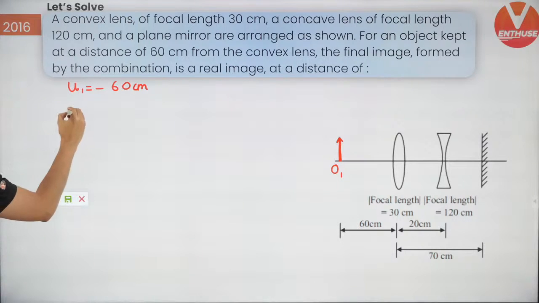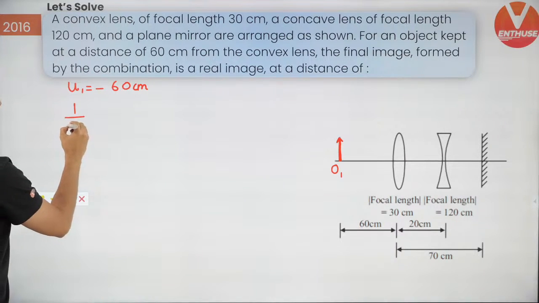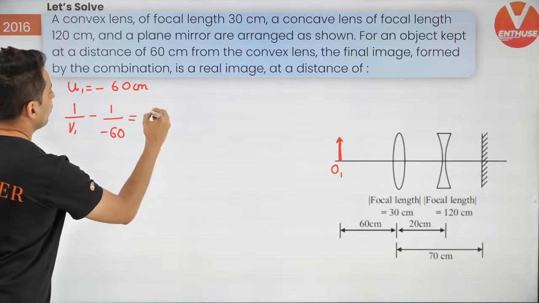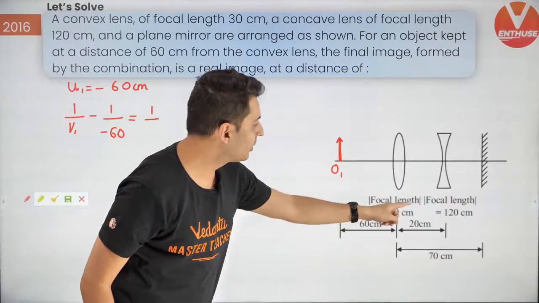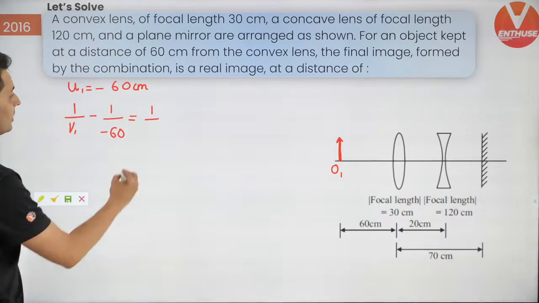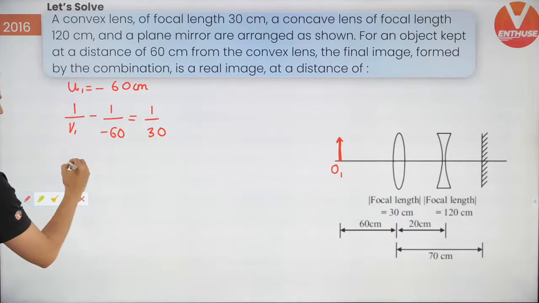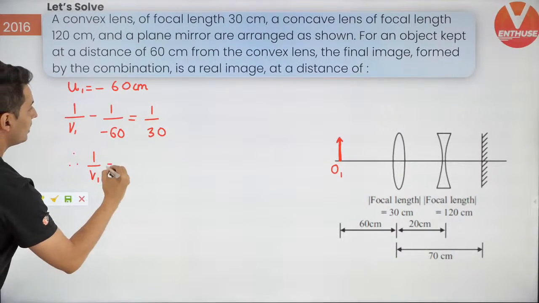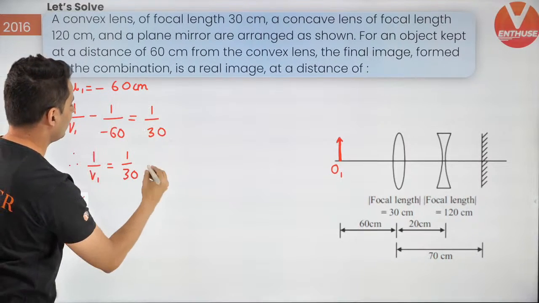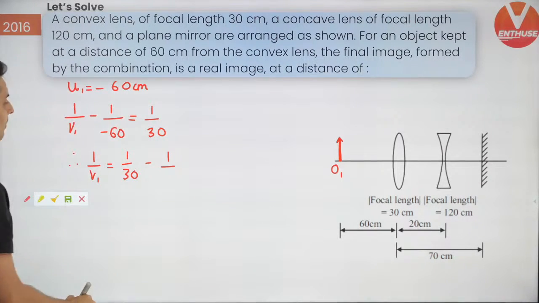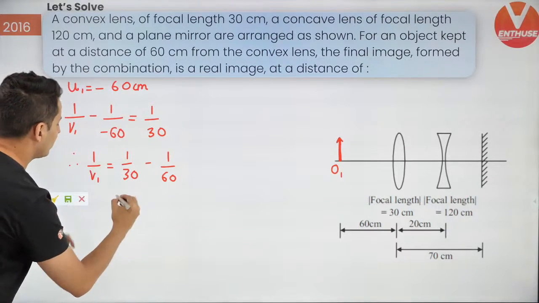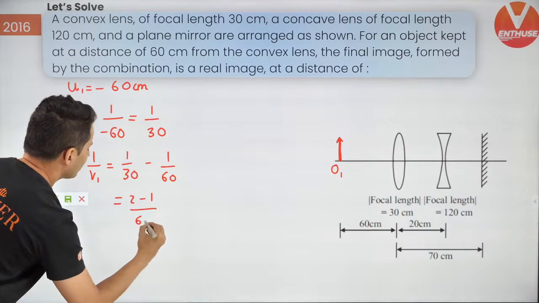So now first use the lens formula. So 1 by v1 minus 1 by u1 is equal to 1 by focal length. What is the focal length? Focal length is 30 for the convex lens, I believe. Yes. So it is plus 30 over here. So therefore 1 by v1 will be 1 by 30. Minus minus is plus, shifted there, it will become minus. So it will become minus 1 by 60. So 2 minus 1 by 60.